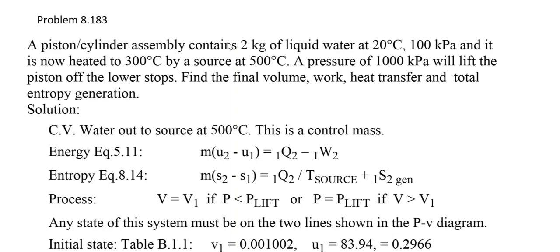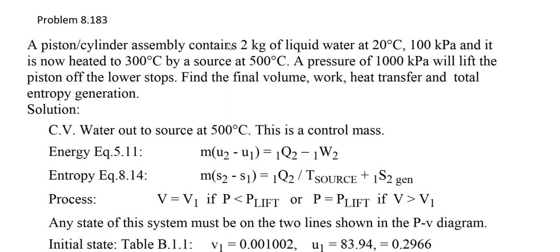Now, problem number 8.183 of Borgnakke and Sonntag. A piston and cylinder assembly contains 2 kg of liquid water at 20 degrees centigrade and 100 kPa, and it is now heated to 300 degrees centigrade by a source at 500 degrees centigrade. A pressure of 1 megapascal will lift the piston off the lower stop. Find the final volume, work done, the heat transfer, and the total entropy generation.